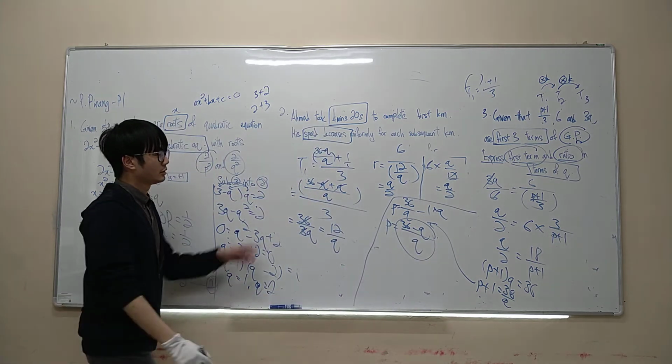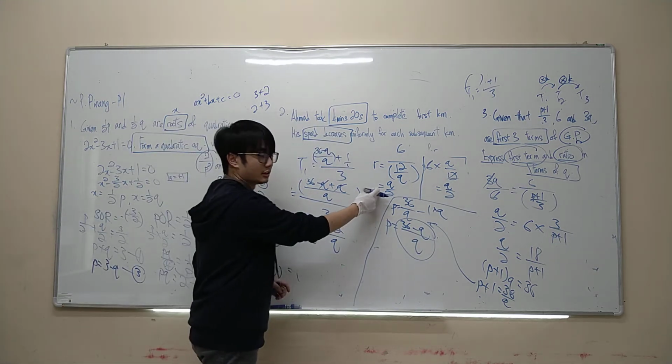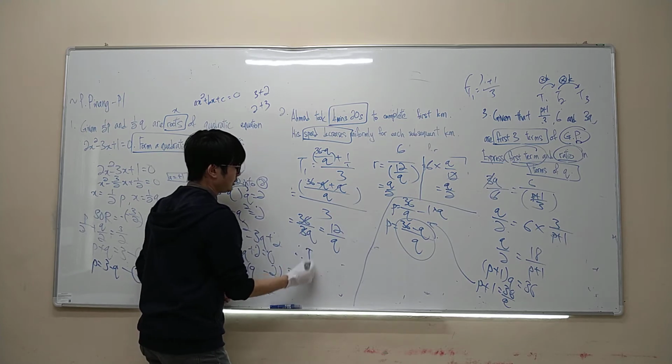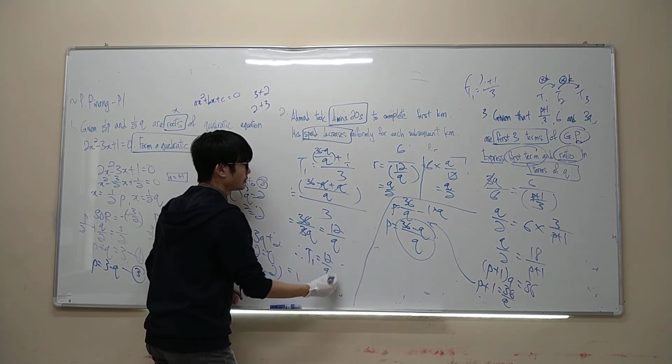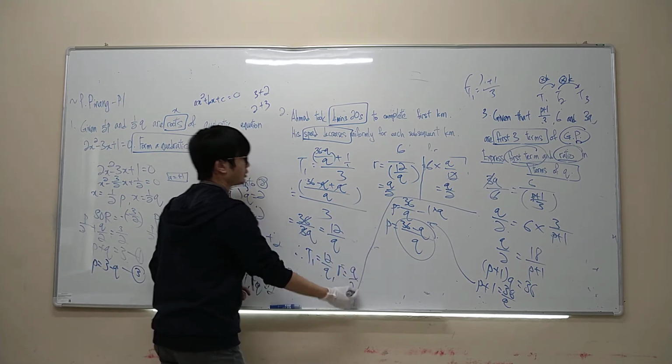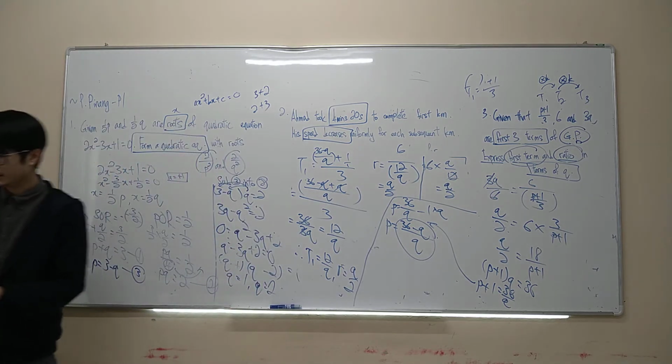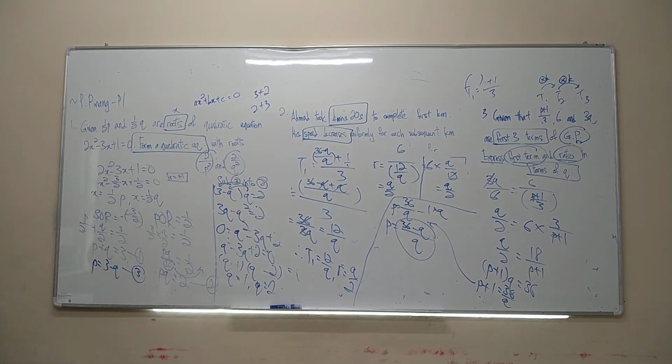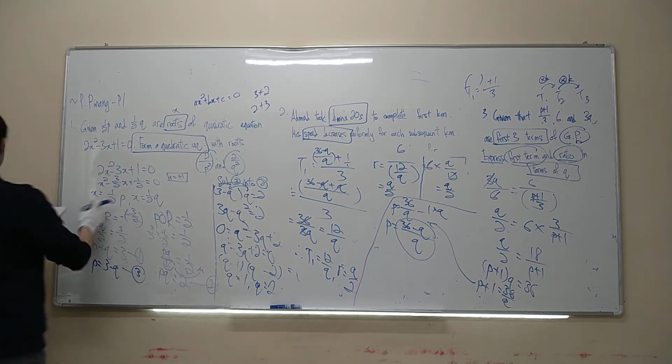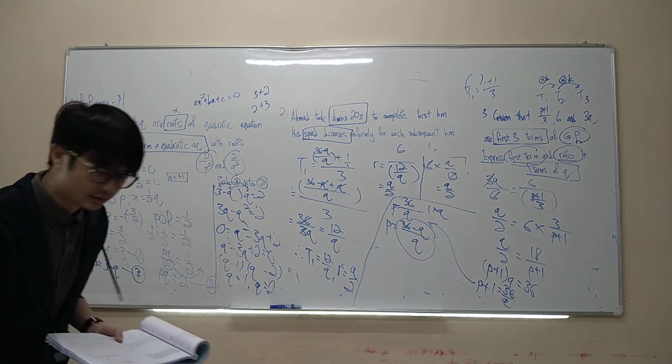Okay? So this is the answer. So you can write here, T1 is 12 over Q, and the R is Q over 2. Okay? That's it. Okay, I need to erase.